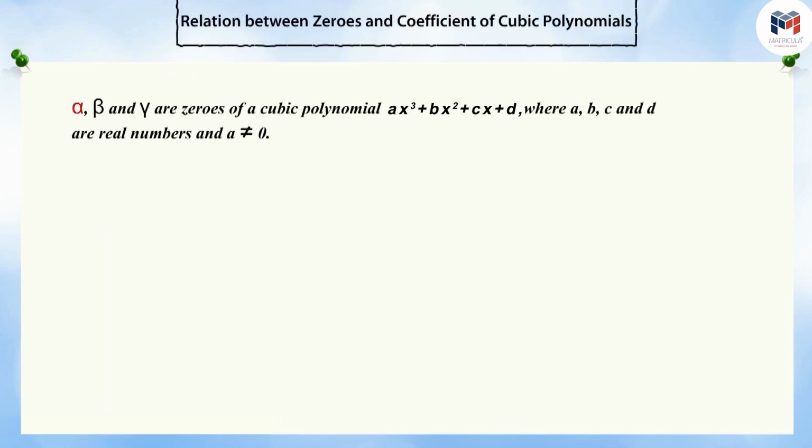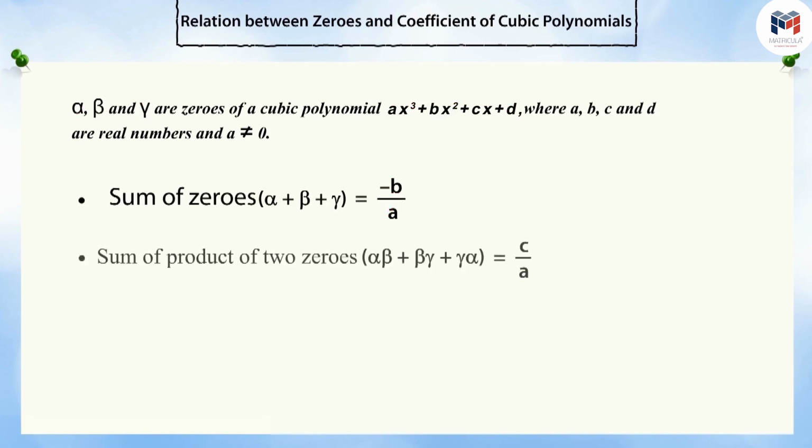Similarly, if alpha, beta and gamma are zeros of a cubic polynomial ax cubed plus bx squared plus cx plus d, then the sum of the zeros is minus b by a. Sum of product of two zeros is c by a. And the product of all zeros is minus d by a.